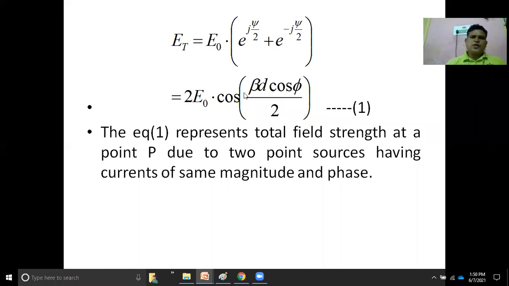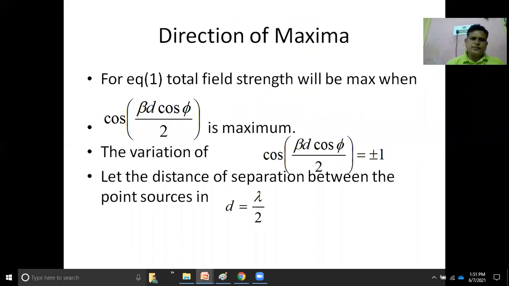This is the equation. You have to remember that. For the 2 point sources, we are giving the same input. The current is having the same magnitude and phase. If you change the phase, different patterns will come. First of all, for our understanding purpose, we are assuming we are giving the input to this antenna having the same magnitude and phase.